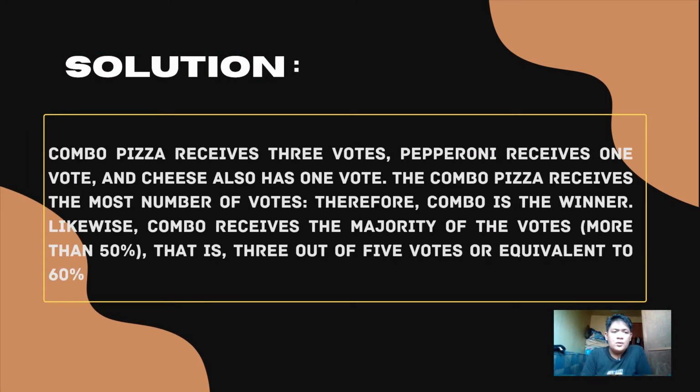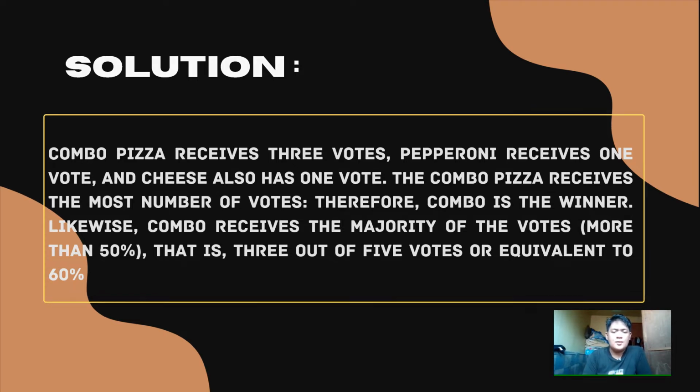So, combo pizza received 3 votes, pepperoni received 1 vote, and cheese also has 1 vote. The combo pizza received the most number of votes, therefore combo is the winner. Likewise, combo received the majority of the votes, more than 50%, that is 3 out of 5 votes, or equivalent to 60%.